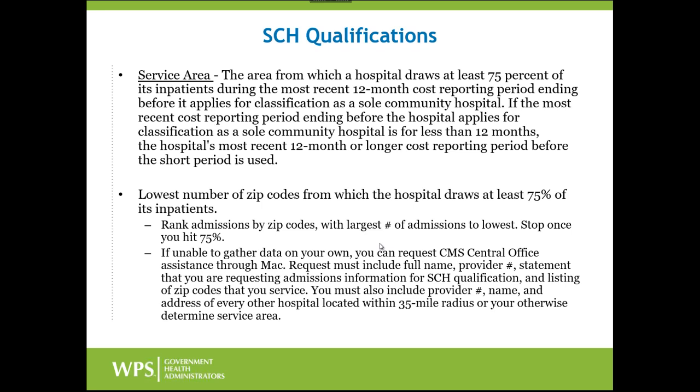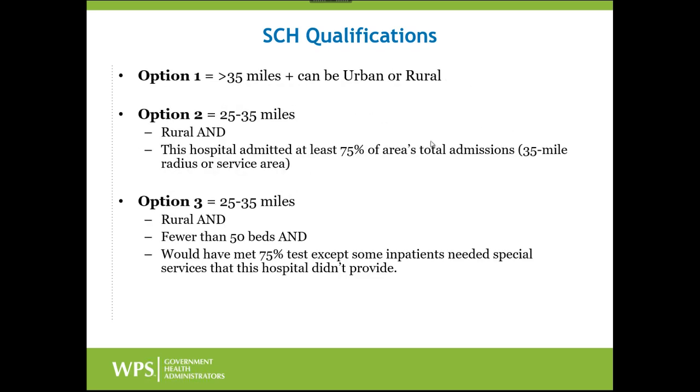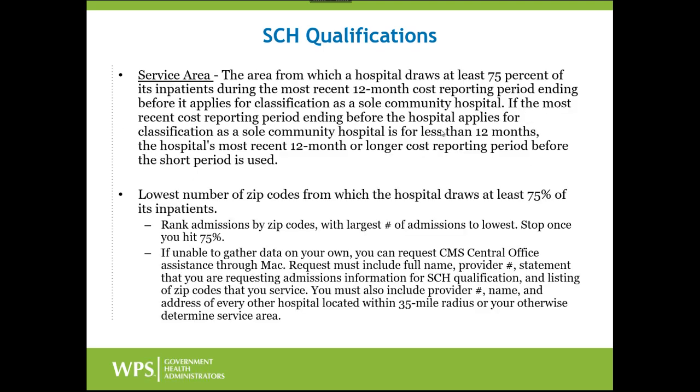So once you get those zip codes, now you know your service area, and you'd have to take a look at all the inpatients in that service area, and you'd have to identify where they were ultimately admitted. What hospital did they go to? Did they go to your hospital, or did they go to some other nearby hospital? You would need to have 75% going to your hospital to meet this criterion right here, this option 2. So that's what that is all about.